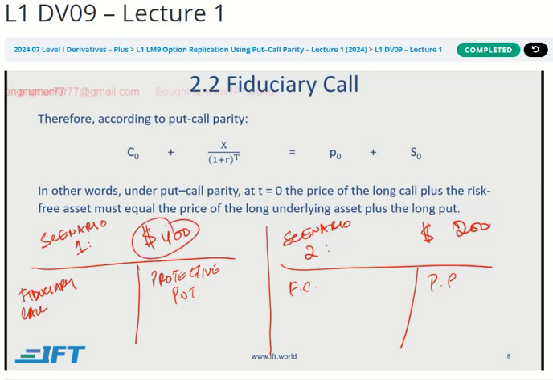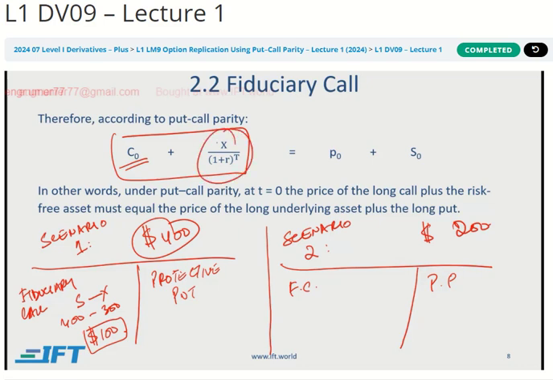So if it goes up to 400 and this is your fiduciary call, naturally you are going to exercise your call option, buy at 300, sell at 400. So you will make a profit of S minus X, which is 400 minus 300. So you're going to make a nice profit of 100 over here. And the bond is going to mature and give you 300 face value. So your total amount in this scenario is going to be $400, right? 100 from the call option profit and 300 from your face value of the bond.